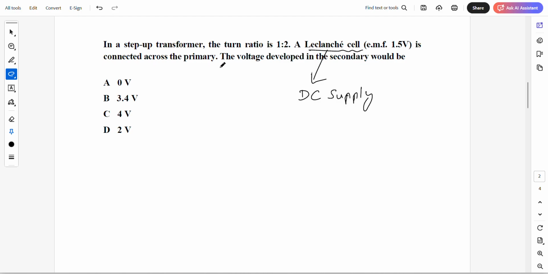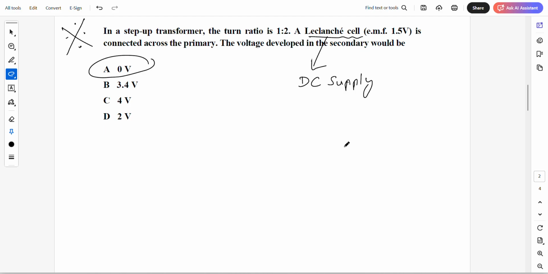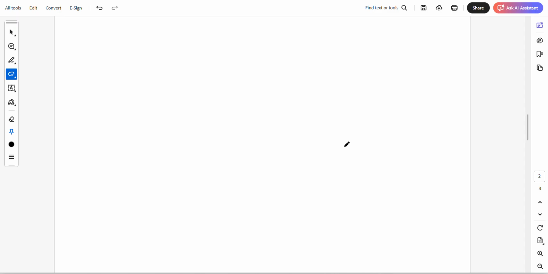No, you cannot. A transformer works only on AC, not on DC. The voltage developed in the secondary would be 0. This is very very important. The Leclanche cell uses DC supply, not AC supply. Therefore, 0 volts is developed in the secondary. Understood? Next problem, let's see.